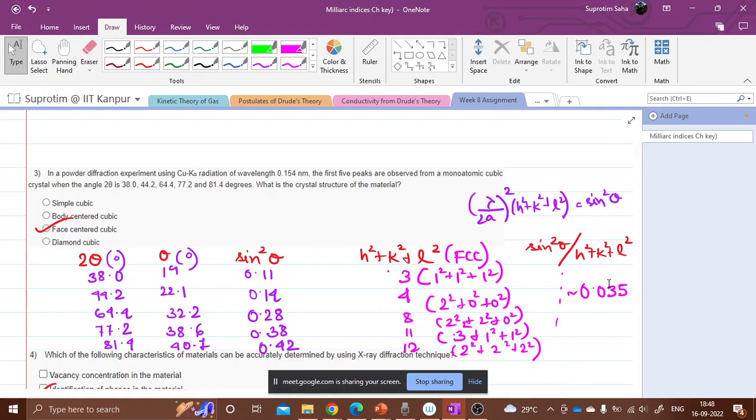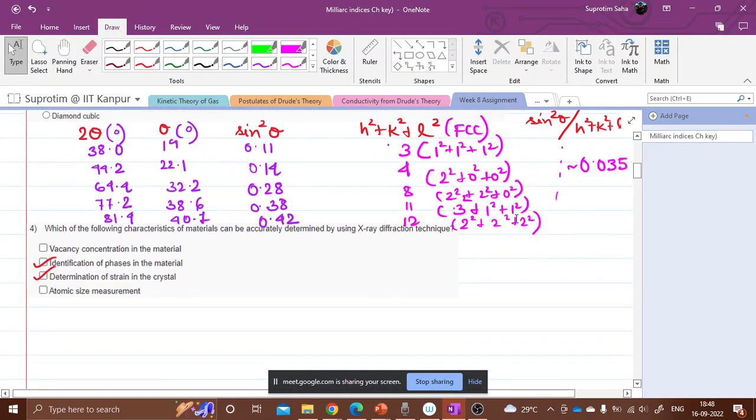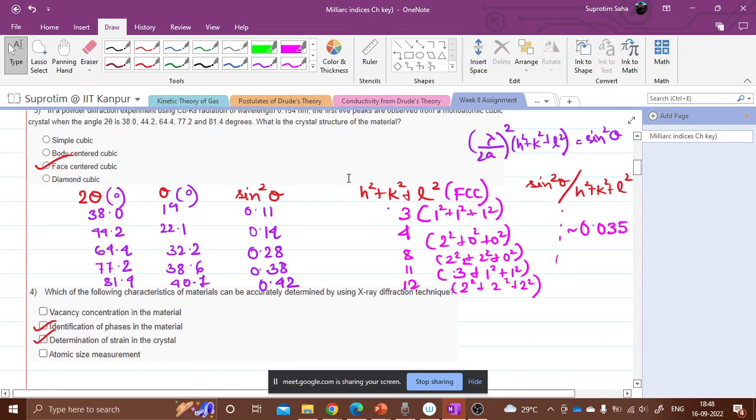Because I'll not do this simple cubic and body centered cubic. You have to check. This is a sort of a homework, and if you find a problem, just write back to me, okay? Because something has to be done on your own. So this is a good practice. So for simple cubic, all the planes are allowed, but the ratio will not be the same.